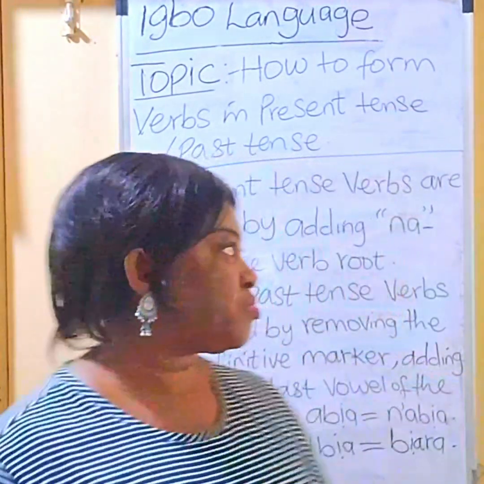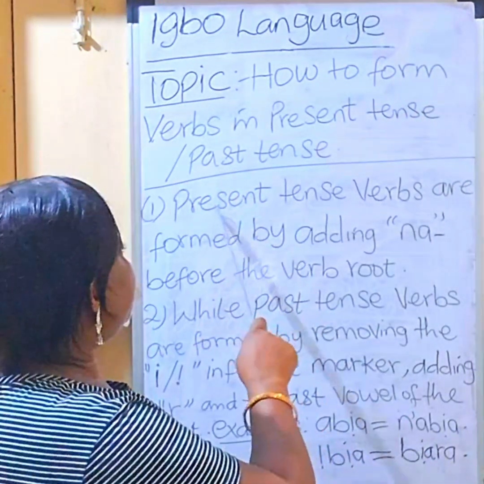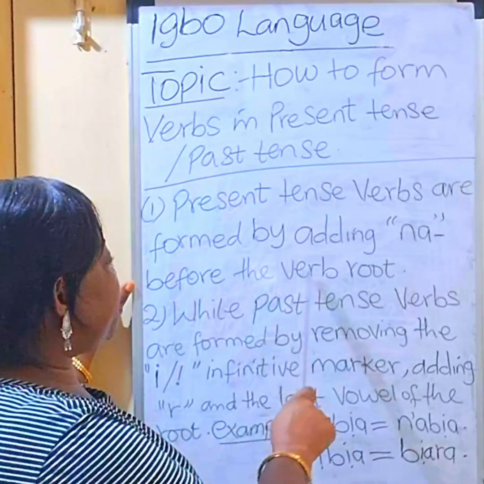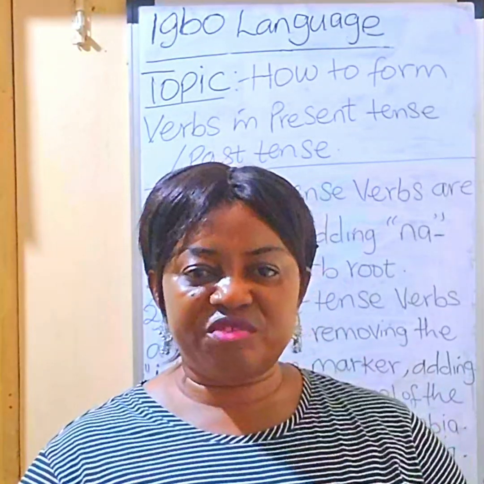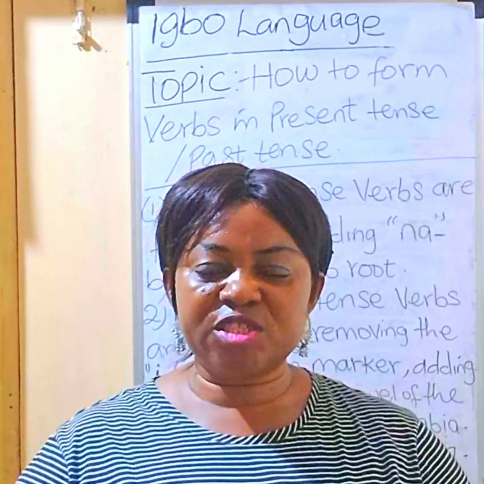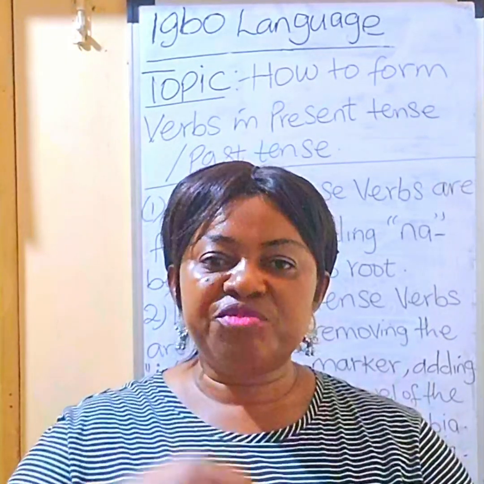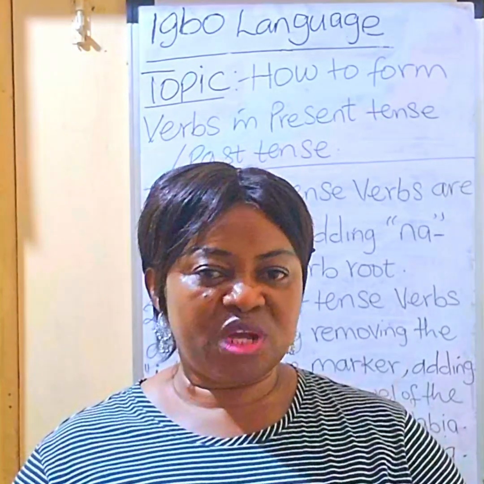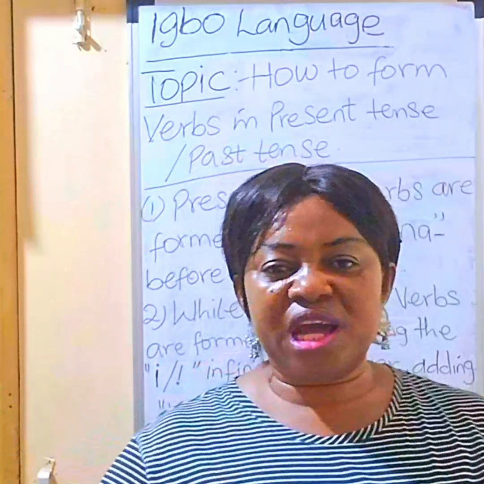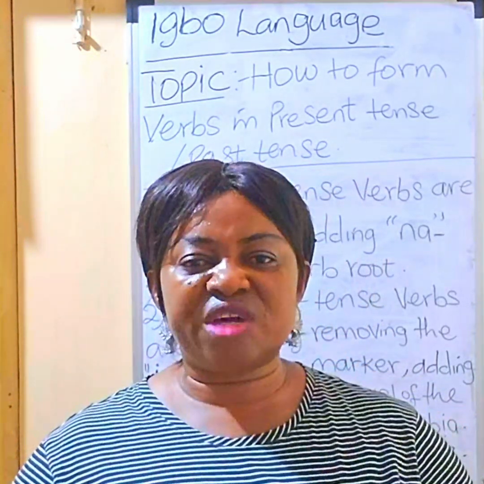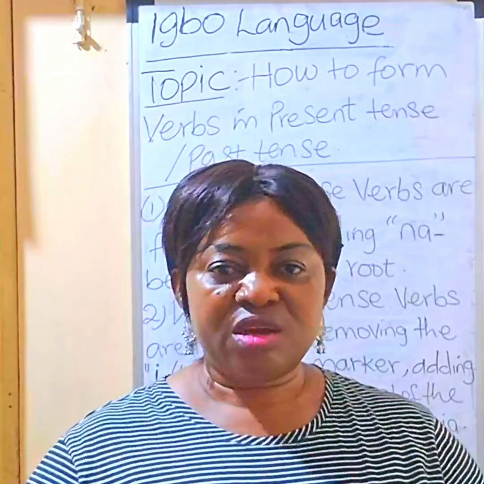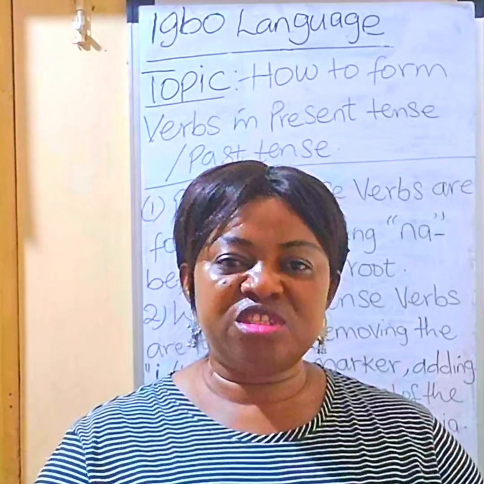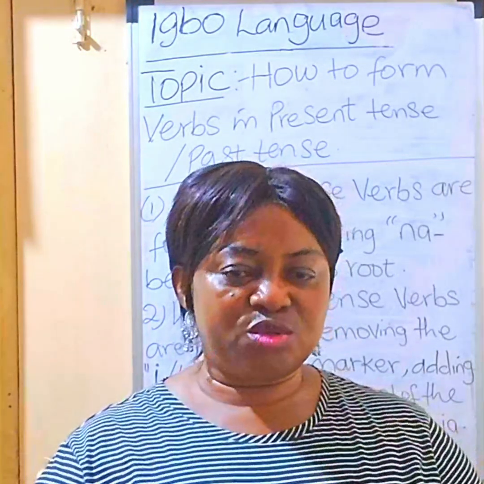So let's start. Number one instruction says that present tense verbs are formed by adding na before the verb root. If you want to form a verb in present tense, you have to first of all add na before the verb root. Hope you remember the one called verb root, isimgwa. We have learned about verb root. We are going to add na before the verb root in order to have our own verb in present tense. When you add na before any verb, it shows that that verb is in present tense. That is the rule guiding it.